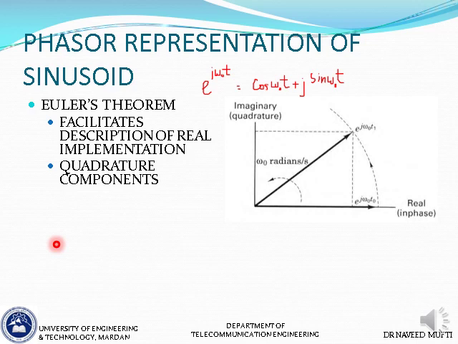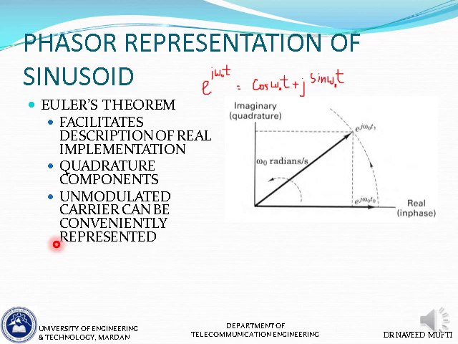So the benefits of viewing our carrier wave in the complex form: first of all, within this compact form, e raised to power j omega naught t, are contained the two important quadrature components of any sinusoidal carrier wave, namely the in phase or the real component in this direction, and the quadrature or the imaginary component in this direction, and they are both orthogonal to each other. So that's the first advantage or benefit.